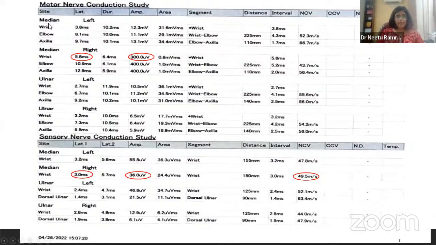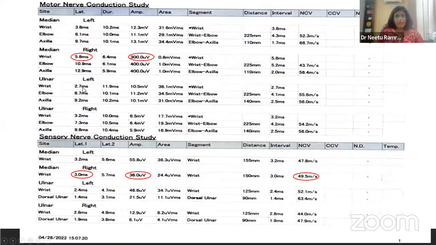Now on the left side, median, 3.8 milliseconds, reasonably okay. The amplitudes, 12.3, well preserved. Latency, 52, normal. So this is the left side. Now we go on to the symptomatic side. On the symptomatic side, the distal latency is 5.8, definitely prolonged. But look at the amplitudes. The amplitude is barely 300 microvolt. Compare this to 12.3 millivolt, which is correlating with the wasting we are clinically observing. There is some decrease in the conduction velocity.